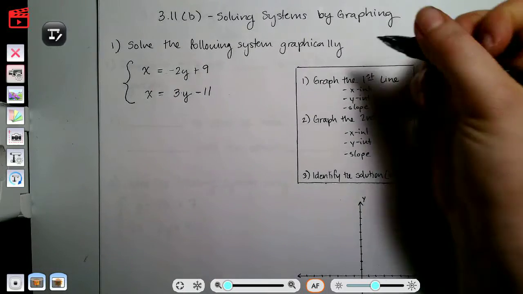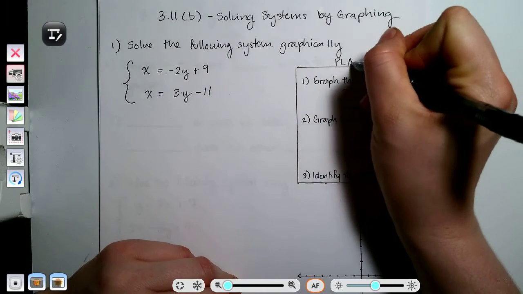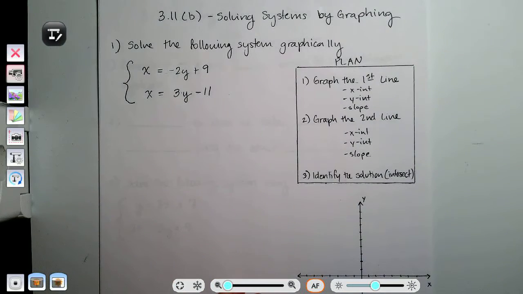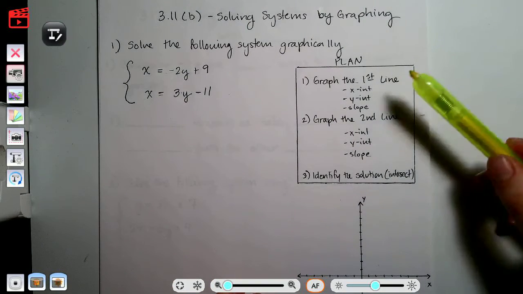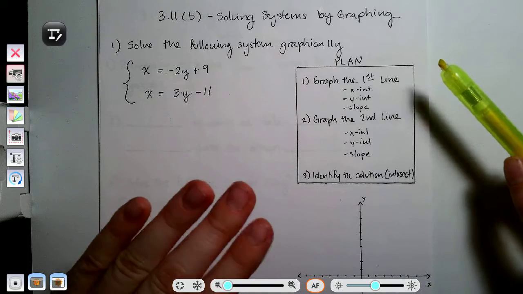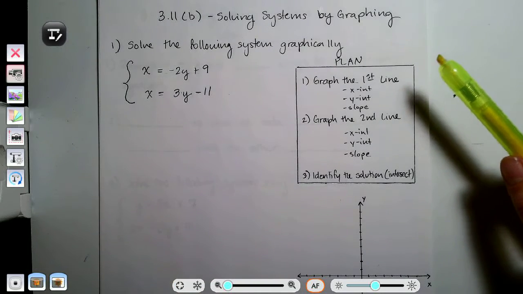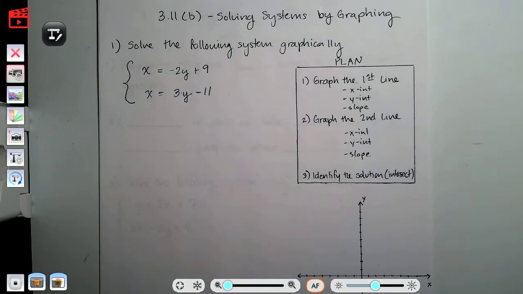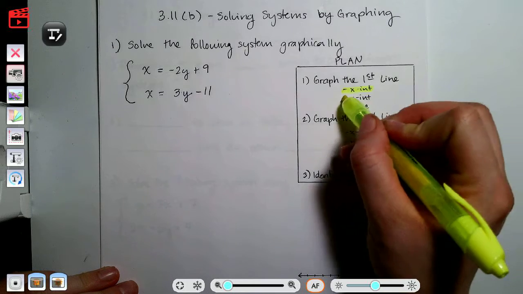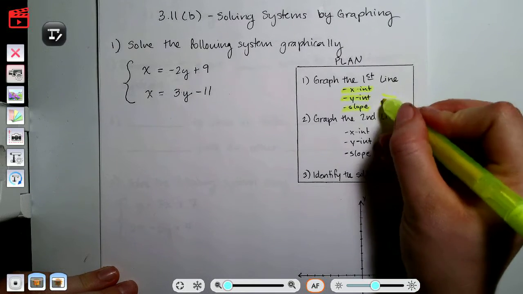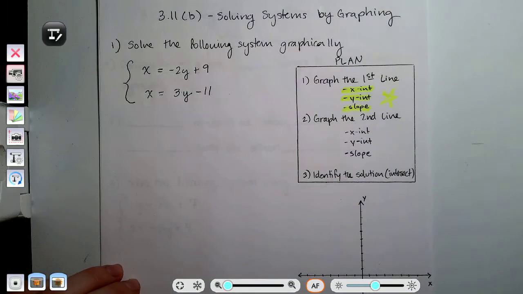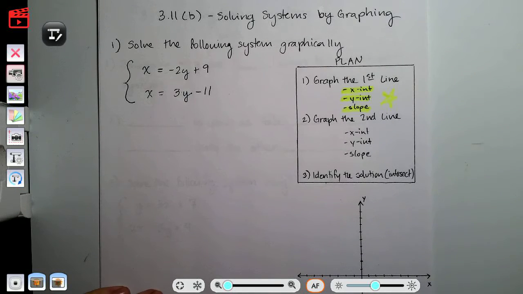So what is our plan? Well, this is the same plan as last time. Step one, we're going to graph the first line, entirely graph it, and then we'll move on to the next line. So how do we graph a line? Well, we need three pieces of information: the x-intercept, the y-intercept, and the slope. That's how you graph a line. So let's find those pieces of information for our line. Let's call this one the red line.